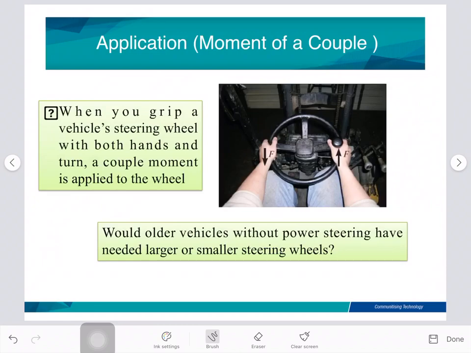And then, when you grip a vehicle steering wheel with both hands and turn, a couple moment is applied to the wheel. You can see this photo. We have two parallel forces here, one is positive, one is negative. Will older vehicles without power steering have a larger or smaller steering wheel? Definitely they have a larger one.